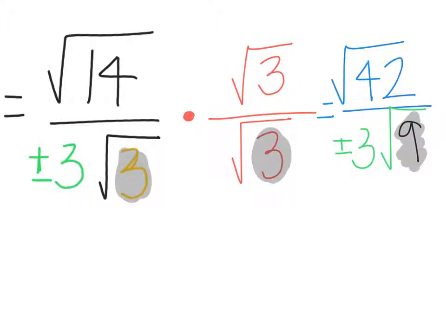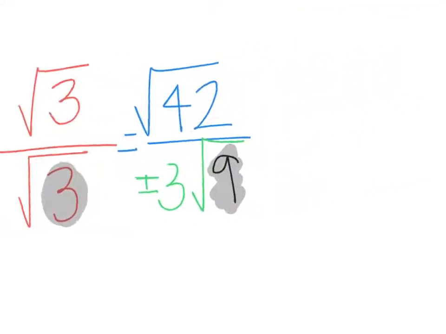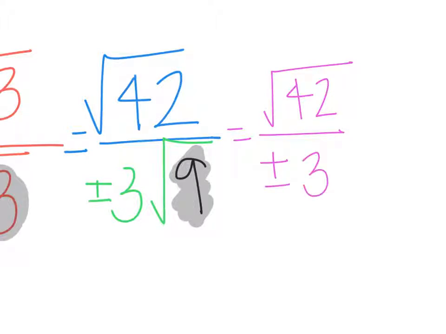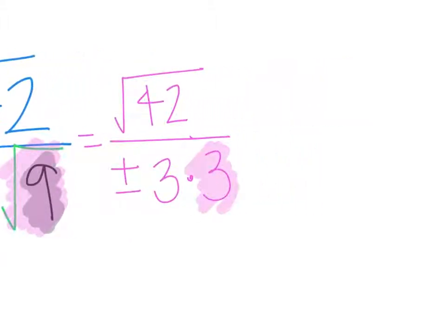So now in the denominator, I have the positive negative 3 times the square root of 9. Well, hopefully you recognize that the square root of 9 is really 3. So my problem is now, just kind of simplifying a little bit more, the square root of 42 divided by positive and negative 3 times 3. The only thing that changed was I took this square root of 9 here and I simplified it to be 3. And 3 times 3 is going to give me 9.